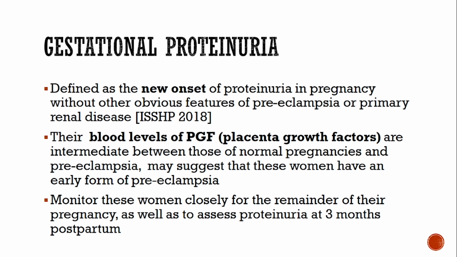This is in 2018. The blood levels of placental growth factor, for those that have the facility to measure this, are intermediate between those of normal pregnancies and those that have preeclampsia, and this may suggest that these women might have an early form of preeclampsia. Monitor these women very closely for the remainder of their pregnancy, as well as assess proteinuria at 3 months postpartum. So it's not enough for the patient to deliver and go home. Please ensure to call this patient back in the next 3 months and remeasure the protein level in the urine, to ensure that this patient is not still having persistent protein in urine.